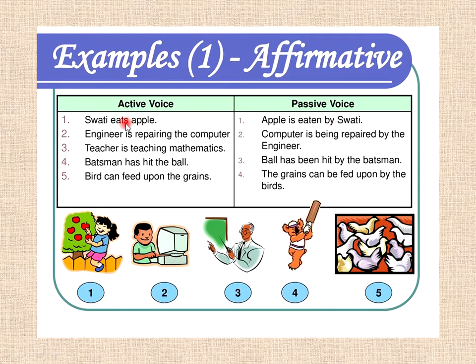We have used S with the first form of the verb eat. So over here we have to use is because this is a simple present sentence. So we have to convert it in the simple present when we convert it into passive voice: apple is eaten by Swati. In the same way, you can see helping verbs are different, forms of verbs are different. So we have to convert the sentence according to that.